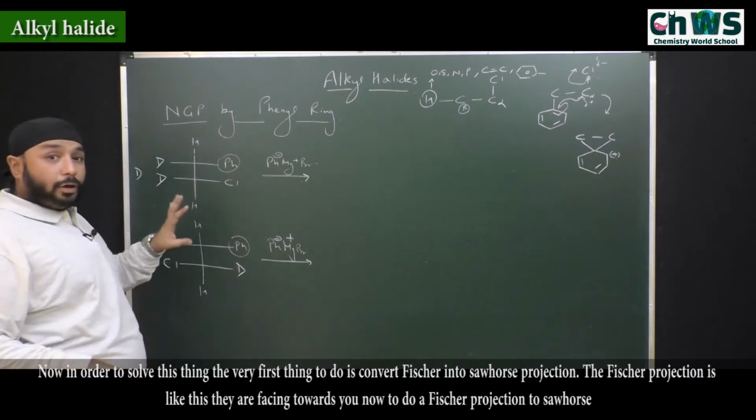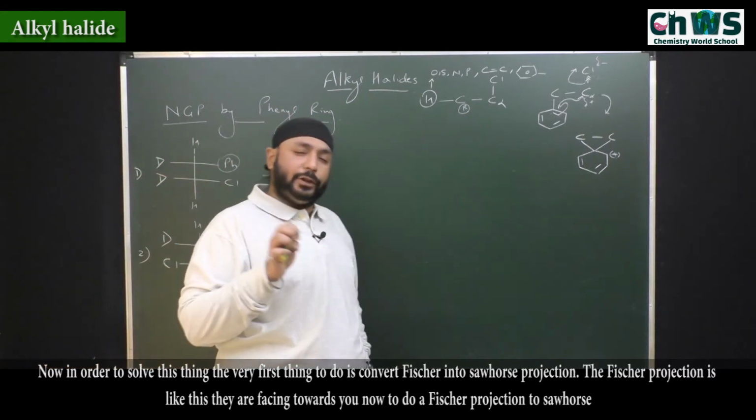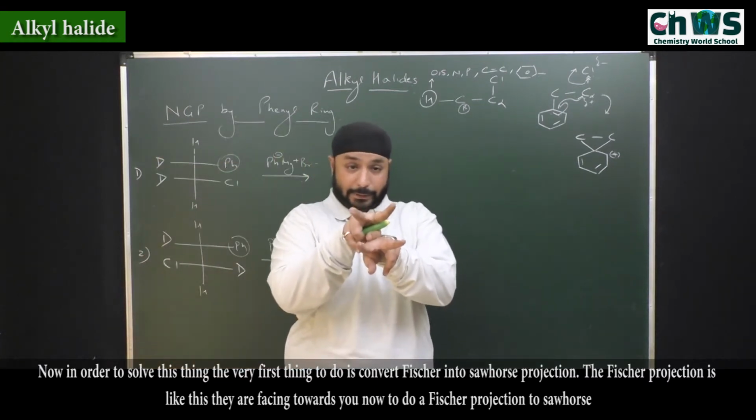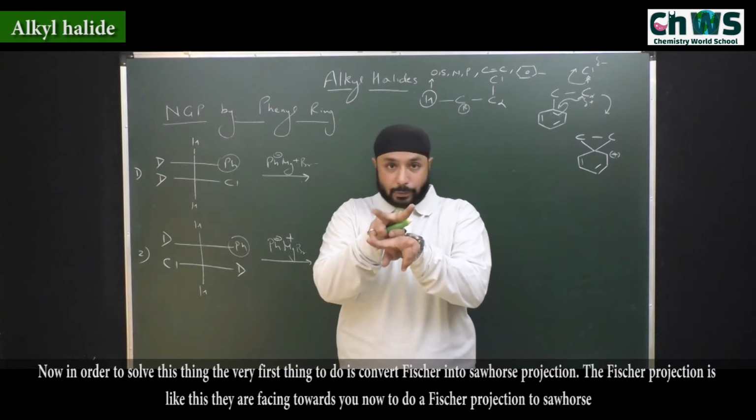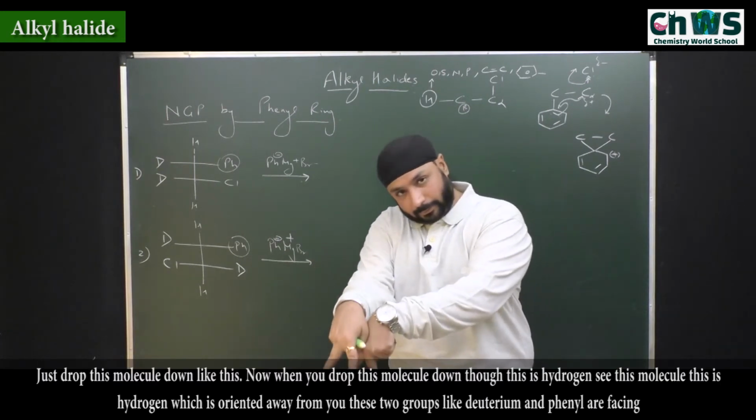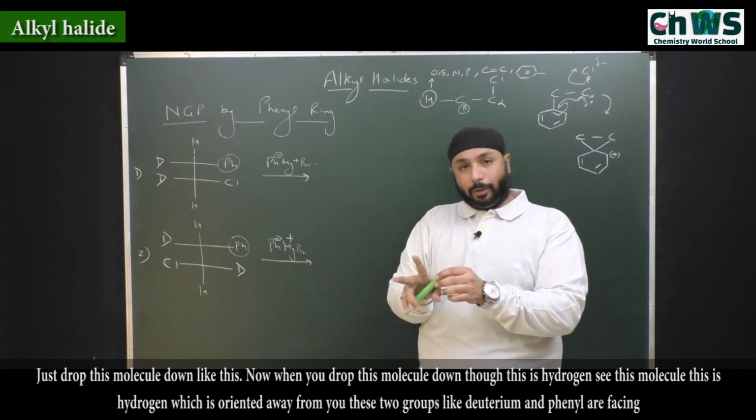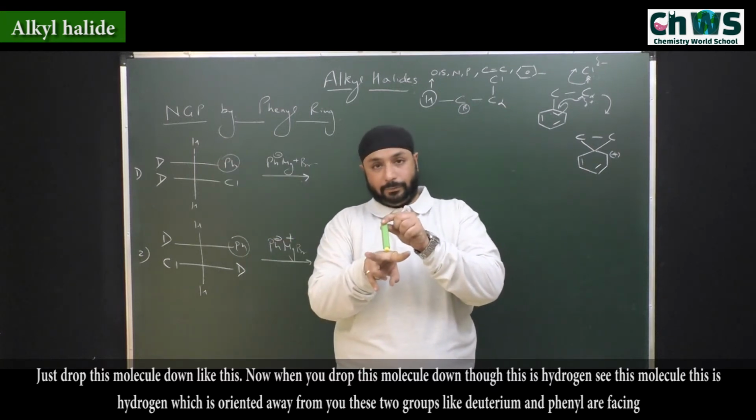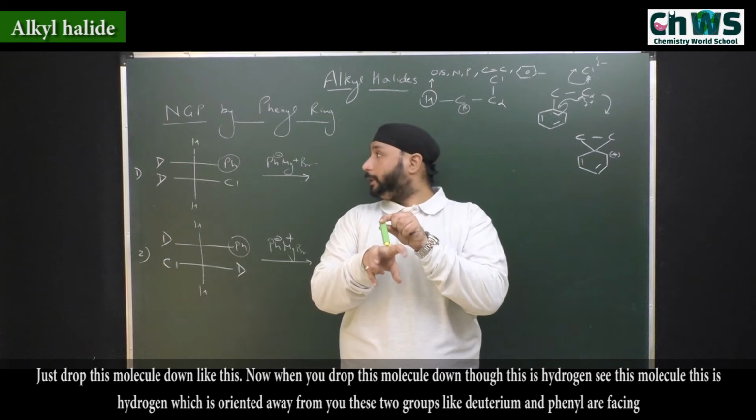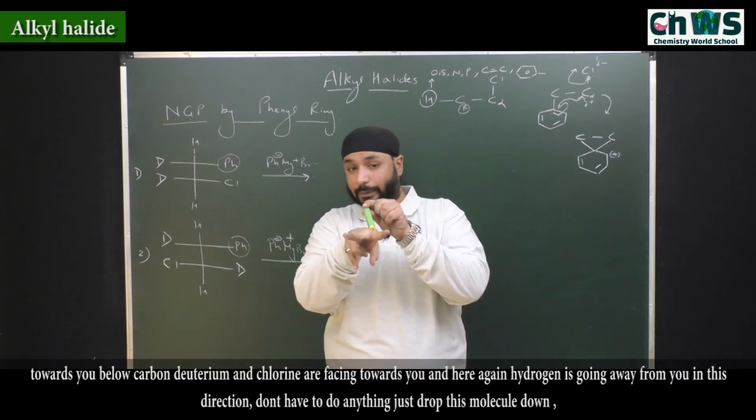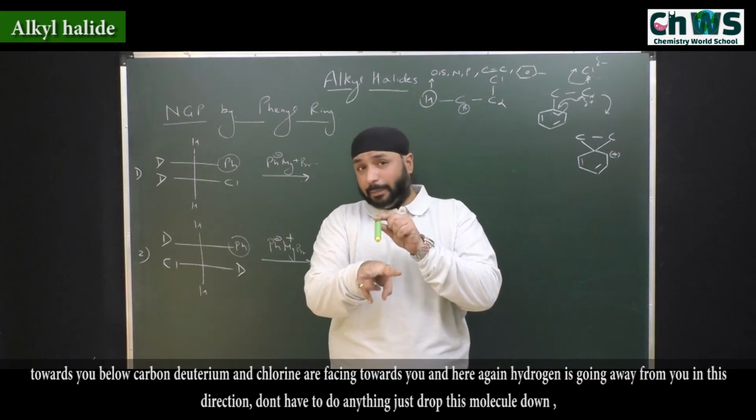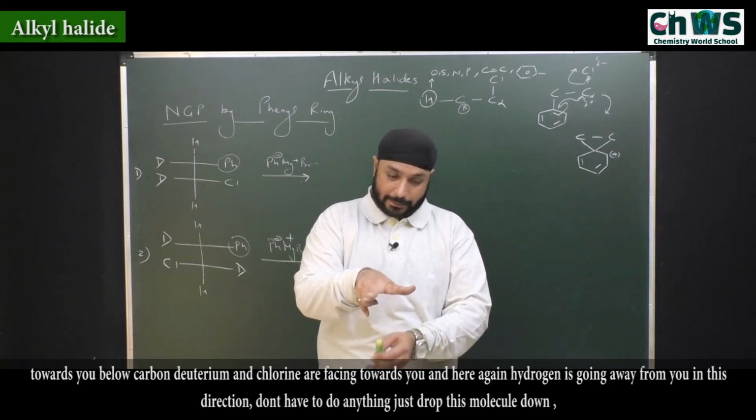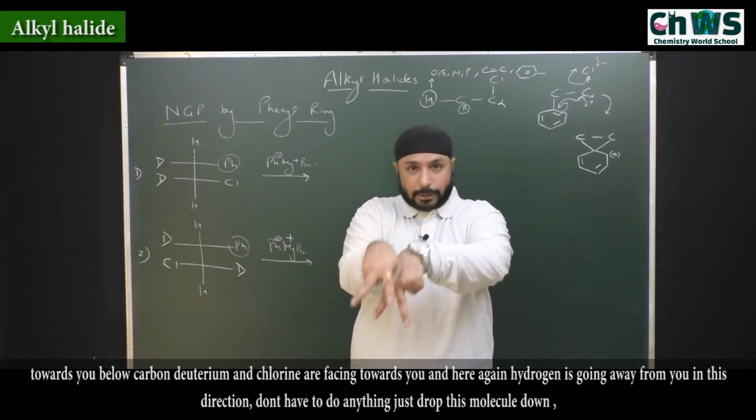Okay. Now in order to solve this question, the very first thing is to convert the Fischer projection into a Sawhorse projection. Okay. Now the Fischer projection is like this. The groups are facing towards you. Okay. Now how to draw the Fischer projection to Sawhorse? Just drop this molecule down like this. Now when you drop this molecule down, see this molecule, I have hydrogen which is oriented away from you. These two groups, deuterium and phenyl, are facing towards you. Below this carbon, deuterium and chlorine are facing towards you, and here again hydrogen is going away from you in this direction. You don't have to do anything, just drop this molecule down.